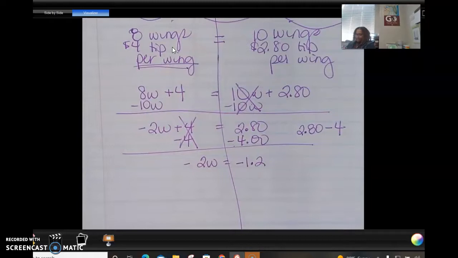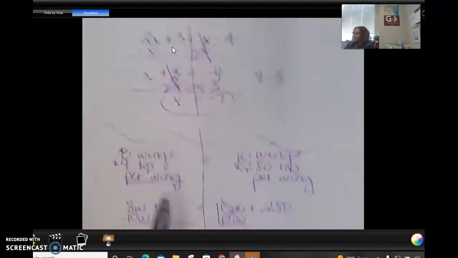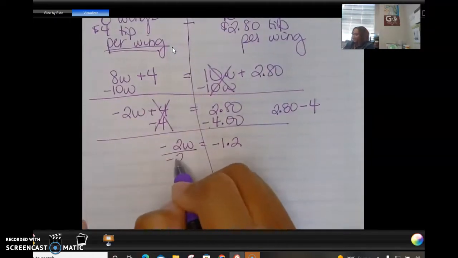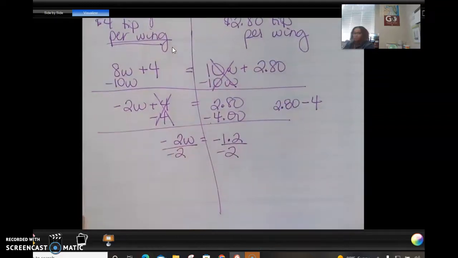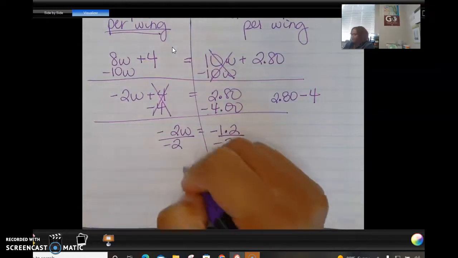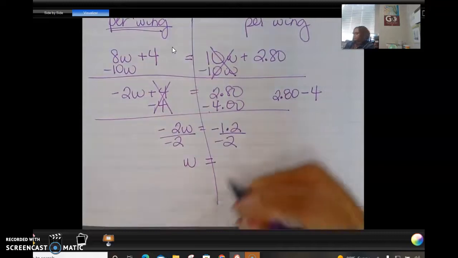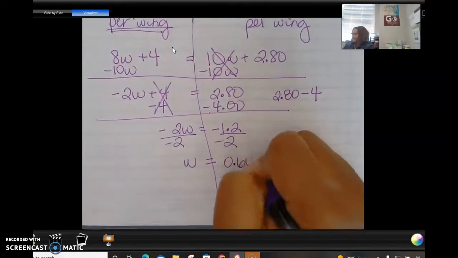What's the last step? Tricky. Remember, the last step is always to divide. Divide by negative 2, divide by negative 2. Negative 1.2 divided by negative 2 is how much per wing? 60 cents per wing.